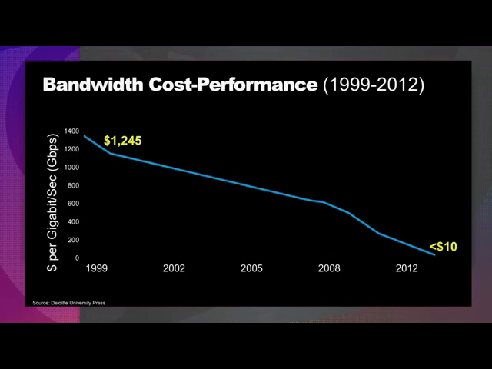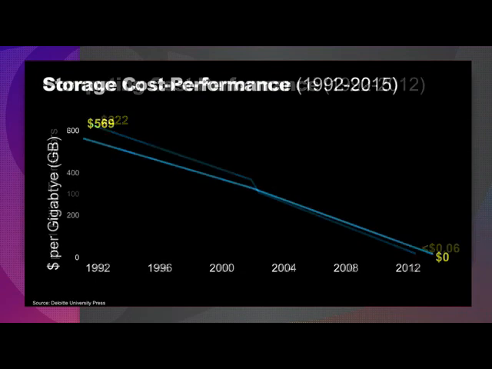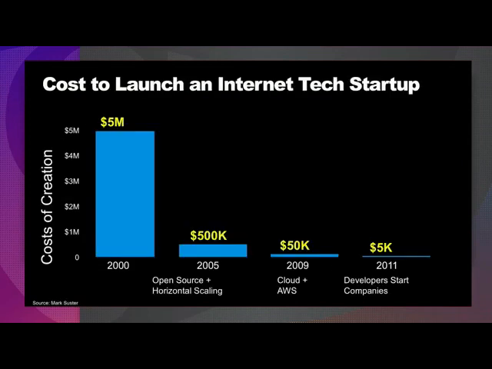This is bandwidth. I mean, it used to be expensive. I remember one of my internet startups in 1999. My number one cost was bandwidth for transmitting video. Today, it's effectively free, right? This is computing performance, $220 for a million transistors down to 6 cents. This is storage costs, $600 down to 0.